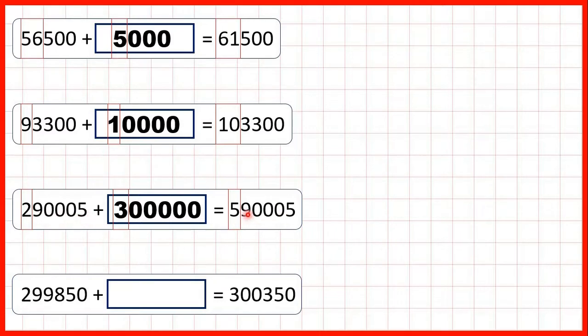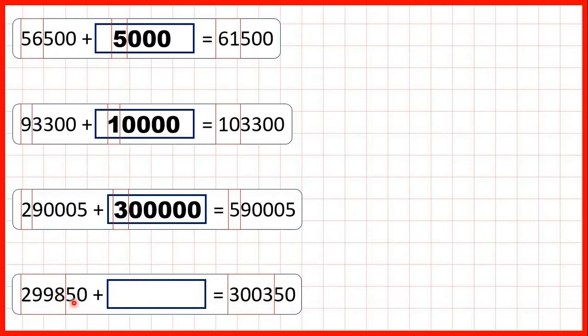And now 299,850 plus what equals 300,350? Well, here it's the first 4 digits of the number that have changed. Now we have 2,998 circled here, and then 3,003 circled in our answer.